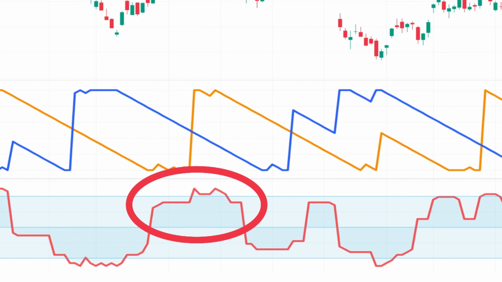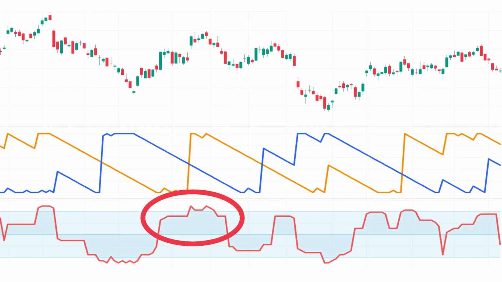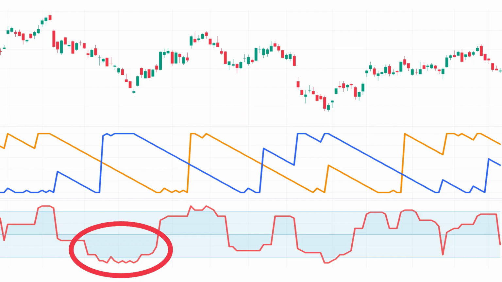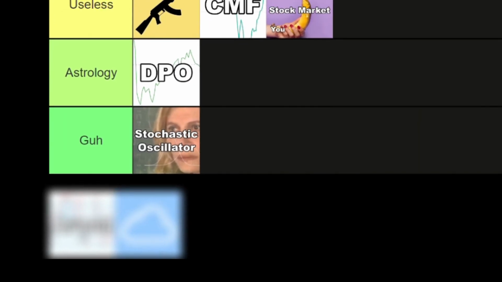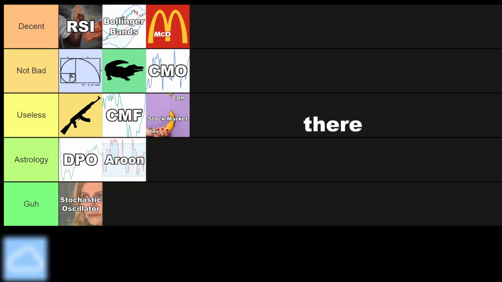A high Aroon oscillator indicates that the highest closing price is more recent than the lowest closing price, suggesting bullish strength, and a negative value indicates the opposite. The Aroon oscillator is easy to use, almost too easy, but the signals are so weak though, you might as well buy stock signals on Fiverr. Astrology tier. And there you have it, the Do You Even Invest technical indicator tier list.